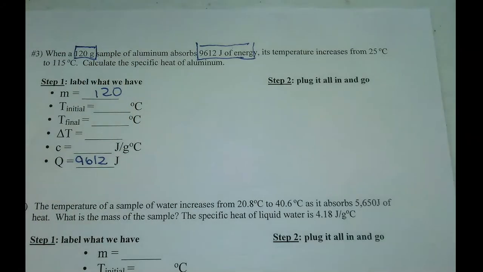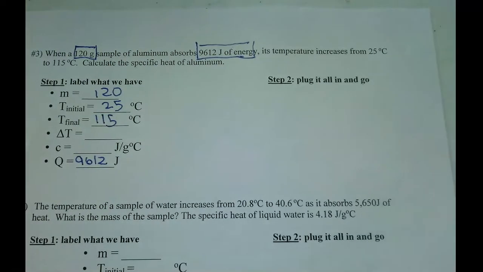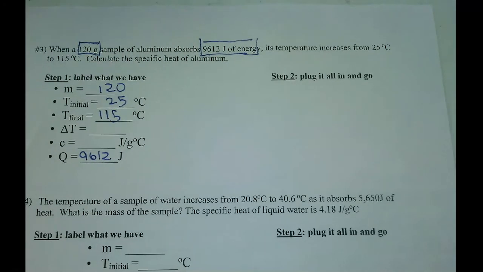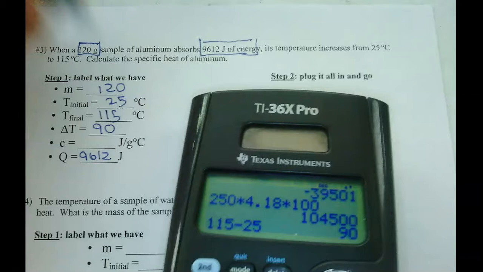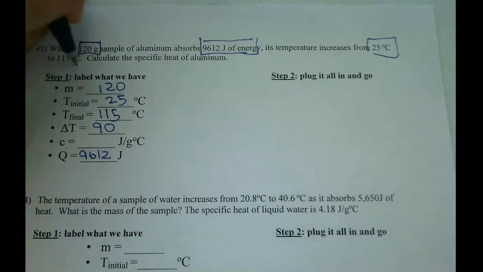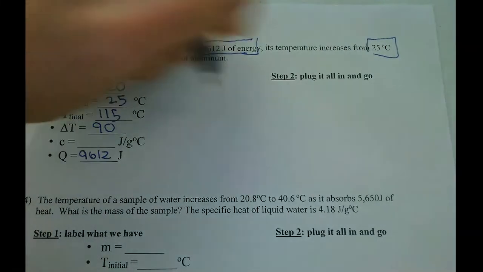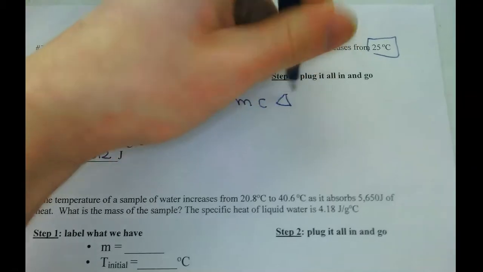And our temperature is increasing from 25, our initial is 25, to 115. So final minus initial, so final is 115 minus 25, our initial, is 90. Our change is 90. And this time we're solving for C. So our equation is still Q is equal to mc delta T.